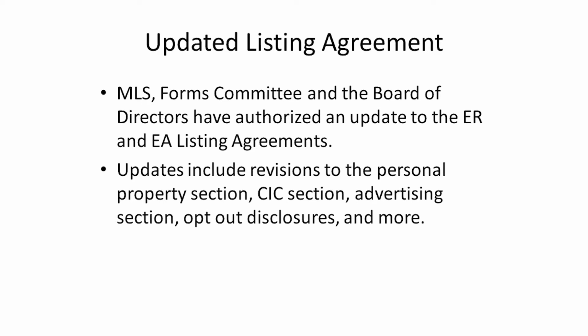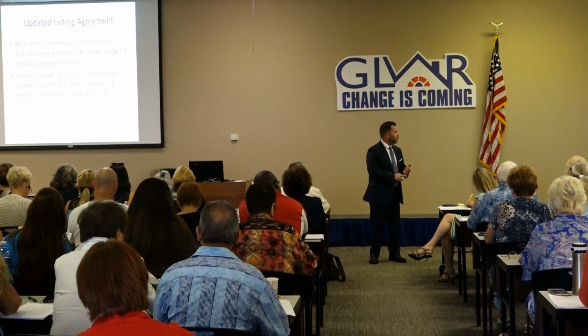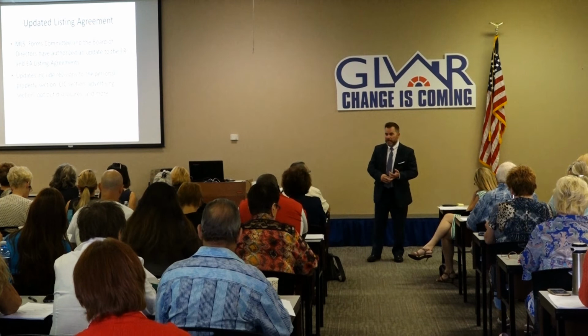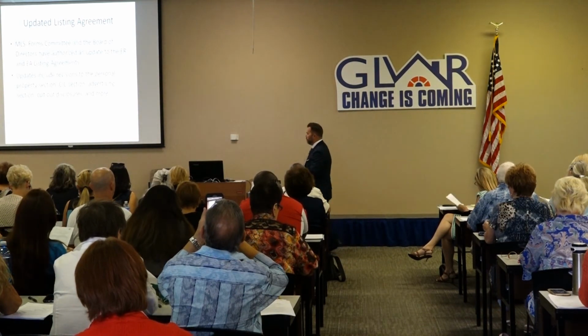Okay, let's talk about the listing agreement. The listing agreement went live last week, September 1st. For the purposes of our communication today, we're going to be focusing just on the ER agreement. The sections that have changed are exactly the same in the EA agreement, but just for clarity's sake, we will be focusing today on the ER agreement. Some of the updates include revisions to the personal property section, addressing the CIC section, updates in advertising, opt-out disclosures, and a few other things.